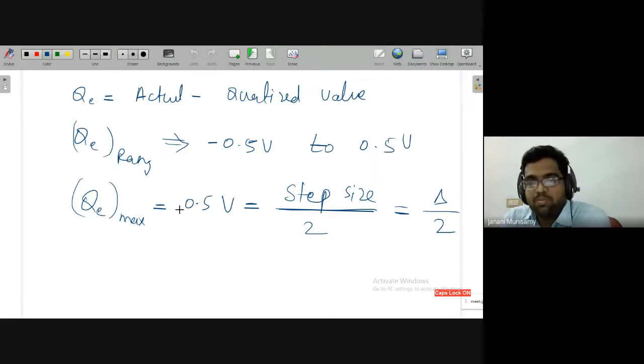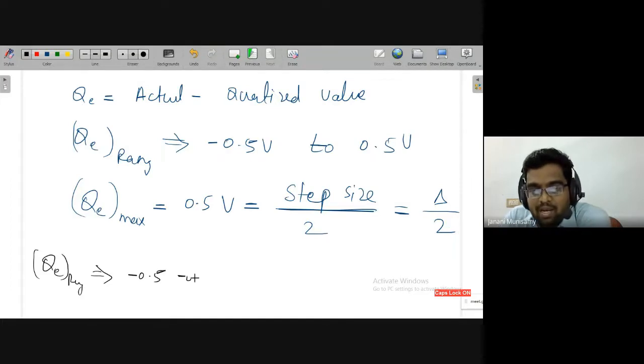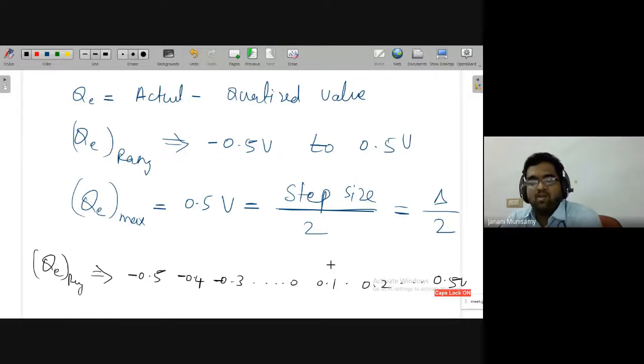And then one more observation we have to make that we will be using very quickly. What is the distribution of this error? See, I can get the error range, the QE range. The error range is from minus 0.5. Minus 0.5 means I can get minus 0.4, minus 0.3, then 0, 0.1, 0.2, like that it goes. That means I can get any value of error.